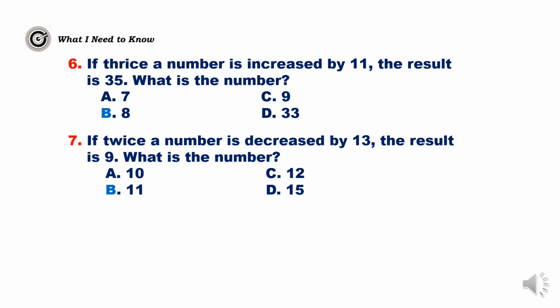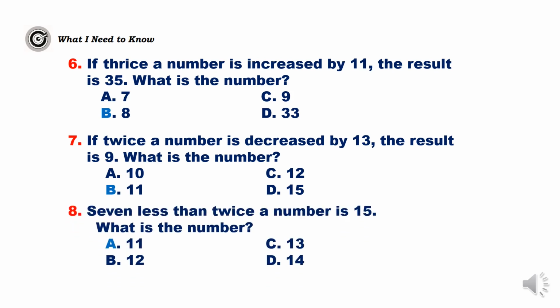Number 7. If twice a number is decreased by 13, the result is 9. What is the number? A. 10, B. 11, C. 12, D. 15. Number 8. 7 less than twice a number is 15. What is the number? A. 11, B. 12, C. 13, D. 14.